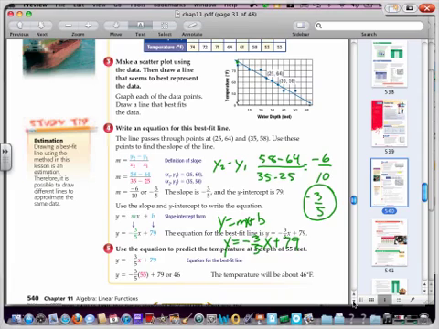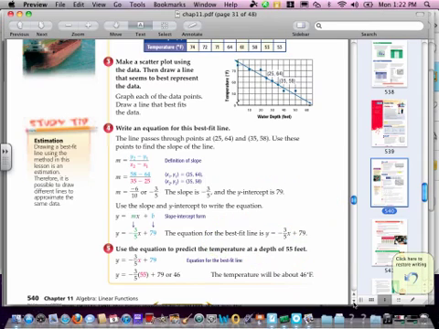And so what I can tell is, if I know how deep I am in the water, I can estimate the temperature of the water using that equation right there. Those kinds of things are helpful in order to do stuff like that.